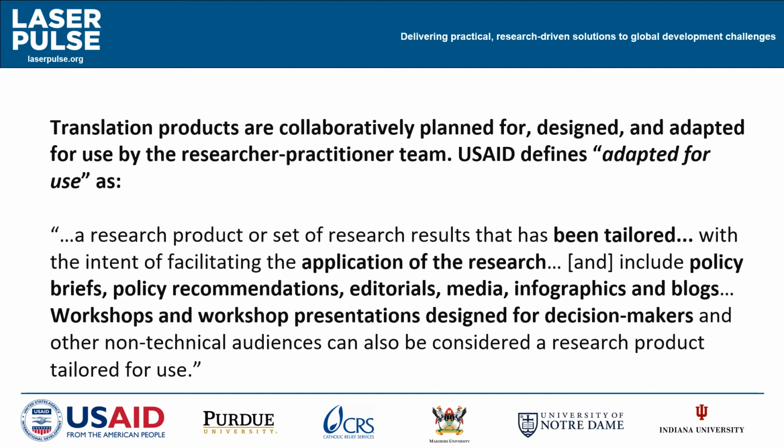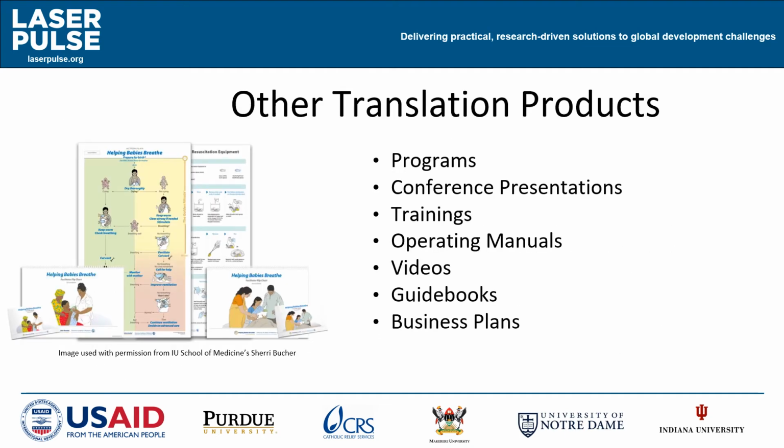When this adaptation is complete, it will result in what we call translation products. The most effective translation products are not added on at the end of a collaboration. Instead, they're conceived of early on and deeply connected with the target audience believed to be key to practice or policy change. Too often, people define translation of research as a two-page policy brief. While policy briefs are useful, many other vehicles exist to translate research into practice, such as programs, conference presentations, trainings, operating manuals, videos, guidebooks, and business plans.